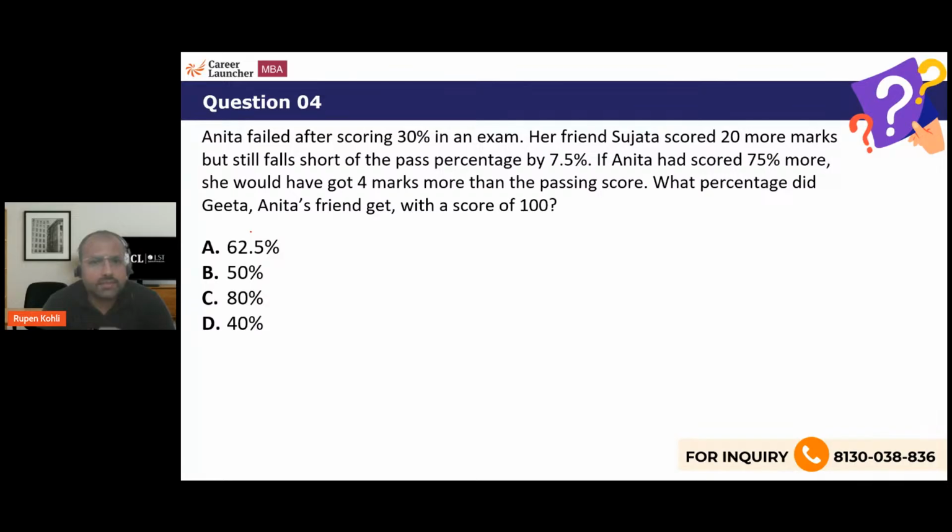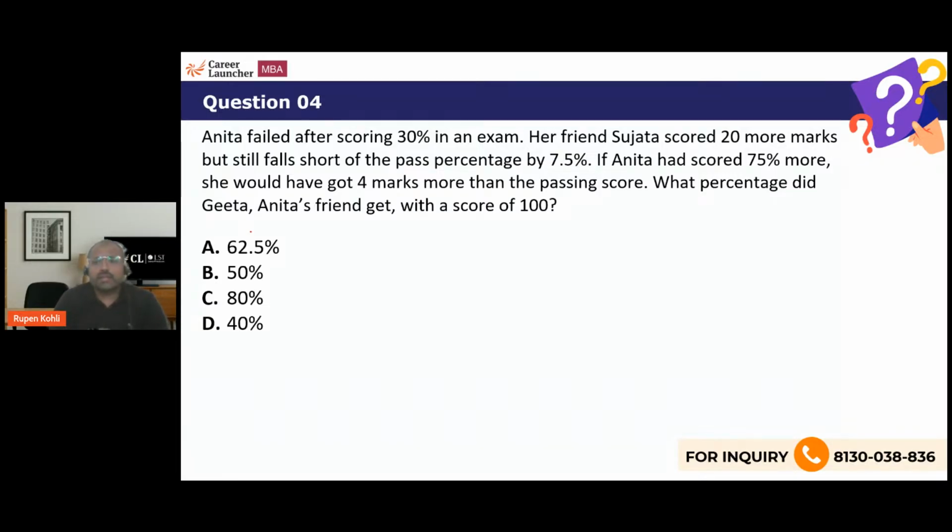Anita failed after scoring 30% in an exam. Her friend Sujata scored 20 more marks but still falls short of the pass percentage by 7.5%. If Anita had scored 75% more, she would have got 4 marks more than the passing score. What percentage did Geeta, Anita's friend, get with a score of 100?